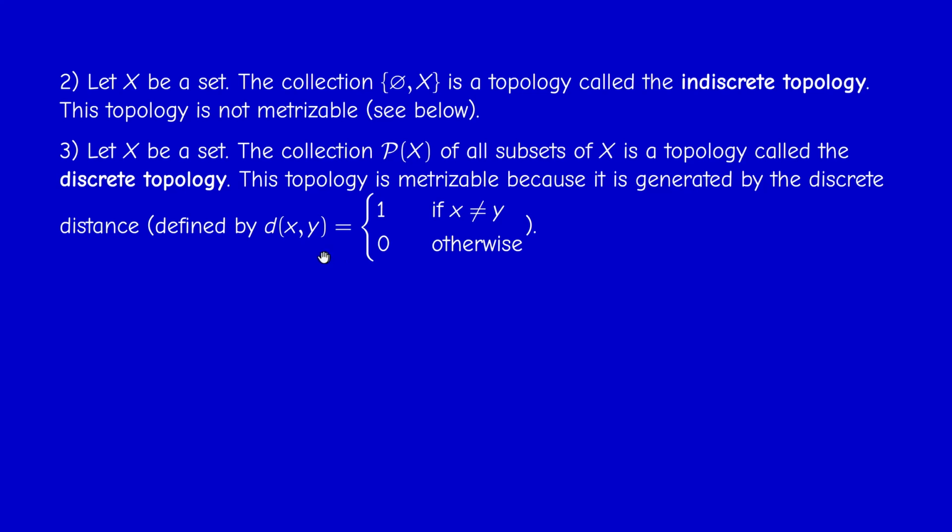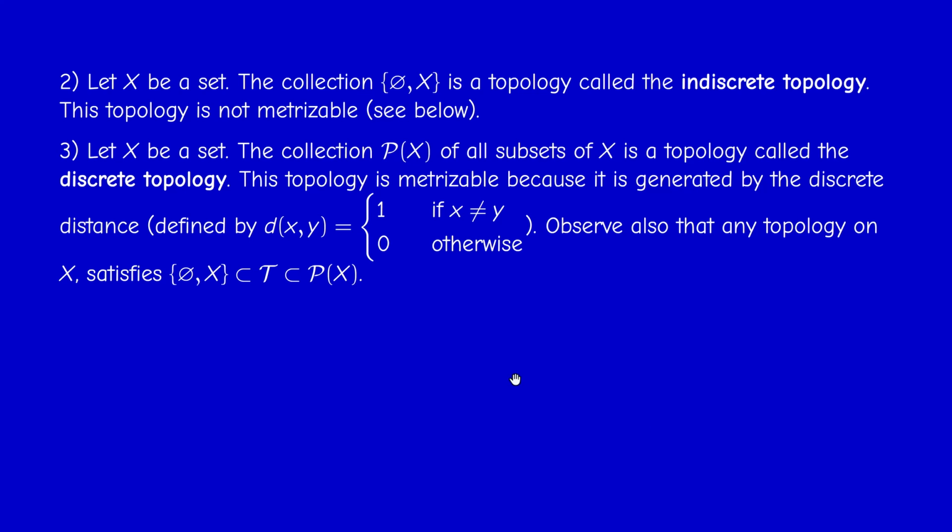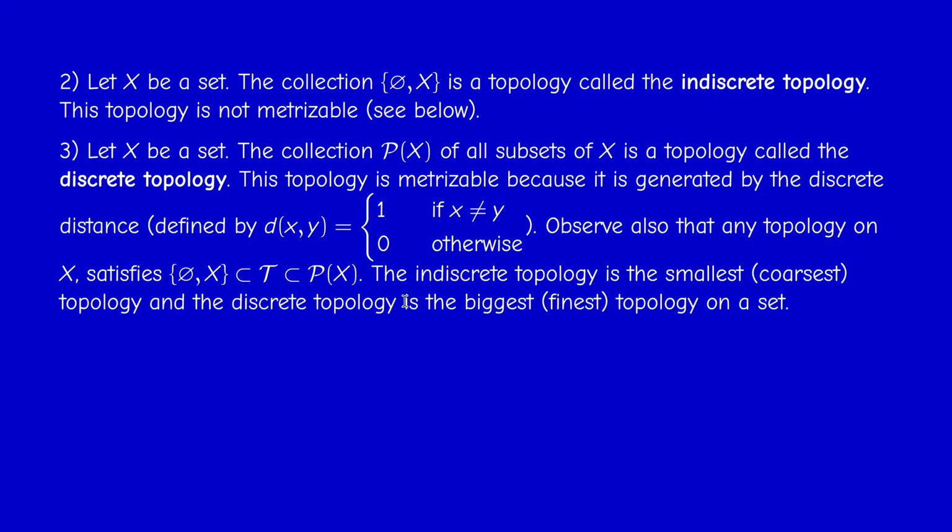You can take another distance, for example, the distance 2 if you like. This is also another distance that generates the same topology. Okay? So, as you said, any topology on a set is between these two extreme and trivial cases, the indiscrete and the discrete. We say that the indiscrete topology is the smallest or coarsest topology on the set, and the discrete is the biggest or finest topology on a set, and we will come back to this notion of comparison of topologies later.